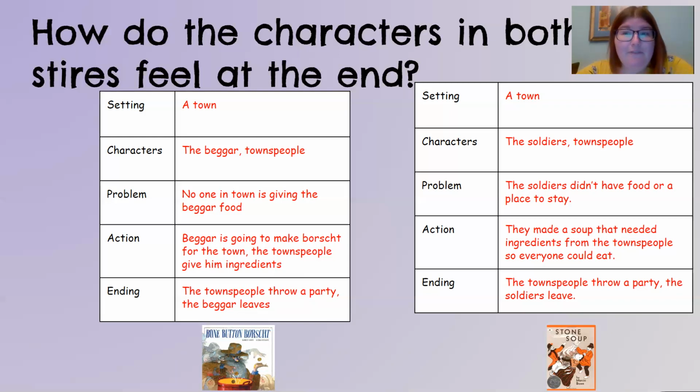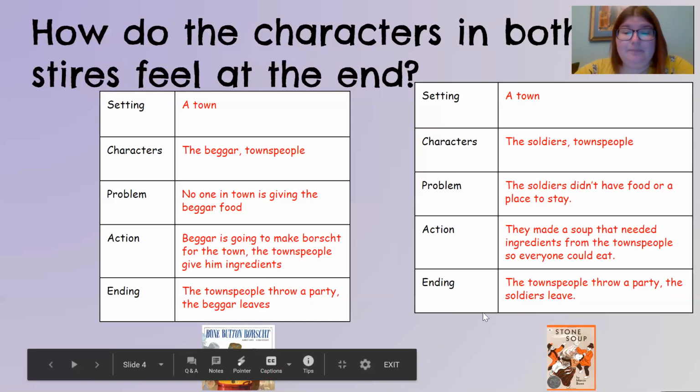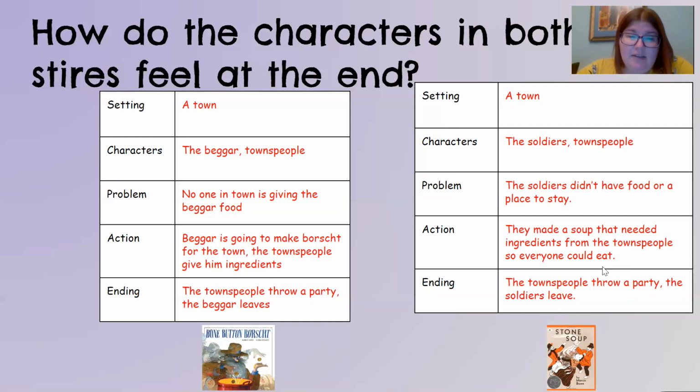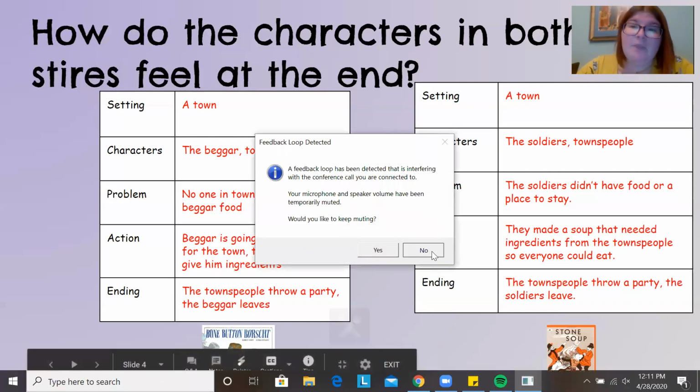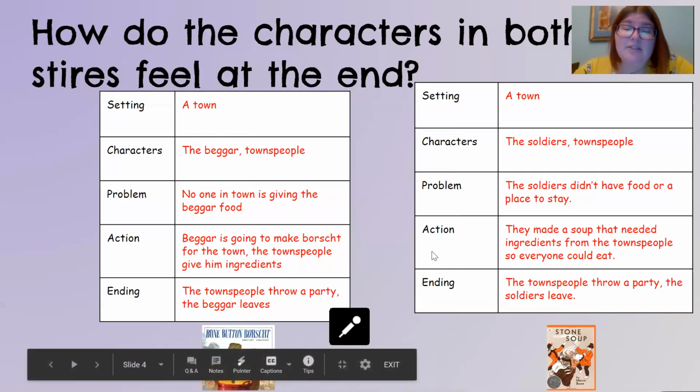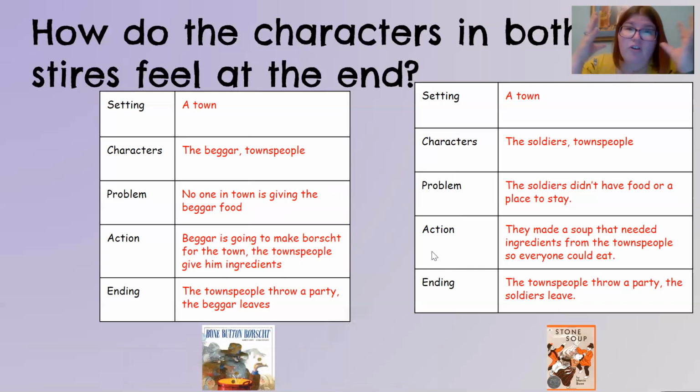Okay, now for Stone Soup. So the townspeople at the end of Stone Soup, I think, felt a little less grateful. And I think they were just kind of feeling really happy that they all had something to eat. They were feeling full. Their bellies were full. A lot of new friends. So they just had this really overall feeling of happiness. Finger on your nose if you felt that too.